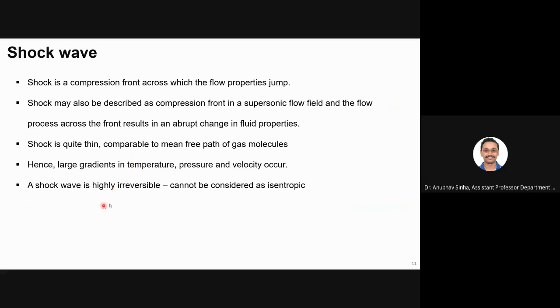And till now, generally when we started the subject, we talked about isentropic flow. Now inside the shock, there are actually non-equilibrium conditions, and this is highly irreversible. It produces a lot of entropy. So now we cannot use any of those isentropic relations. That will be wrong. So for shock, we have to consider irreversible effects. How do we do that? That we'll see.